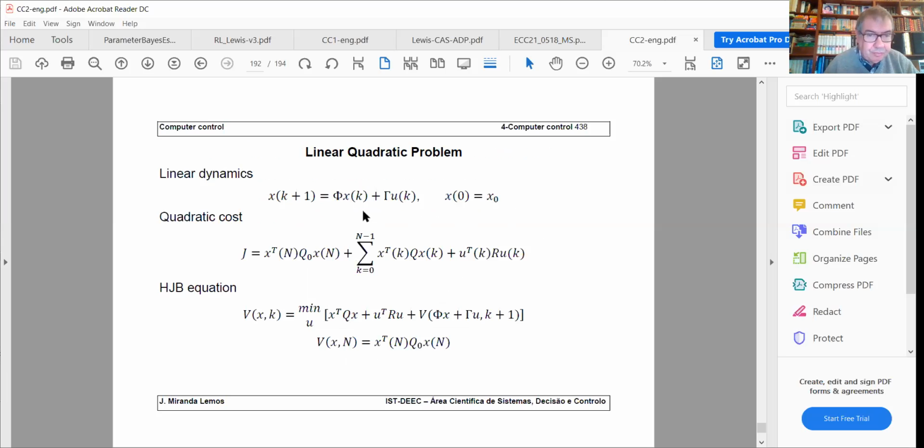Suppose that your dynamics is x of k plus 1 equals phi x of k plus gamma u of k. So linear dynamics; sometimes you call these A and B, but I'm using Greek letters here. And the cost is a quadratic cost. So we have a quadratic cost function in x and a quadratic cost function in u at time k. And we also have a penalization of the last state at time n.